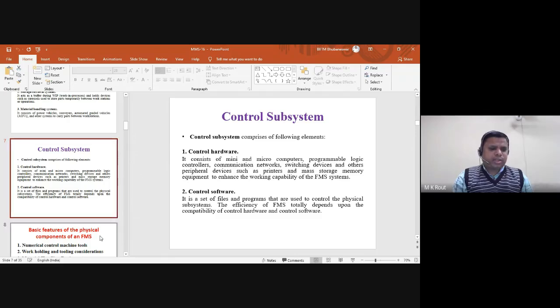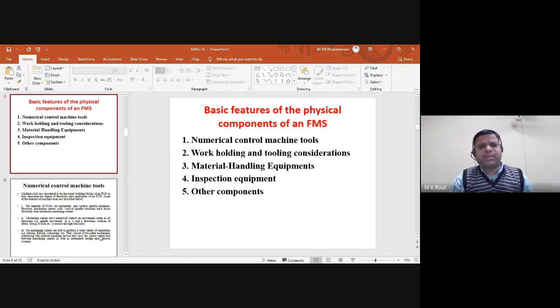Then moving to the next, the most important basic features of the physical components of flexible manufacturing systems. The physical components are divided into five types. The first type is numerical control machines. The second is work holding and tooling considerations. The third is material handling equipment. The fourth is inspection equipment. And the last is other components directly involved in the physical components of a flexible manufacturing system. We'll discuss them one by one.